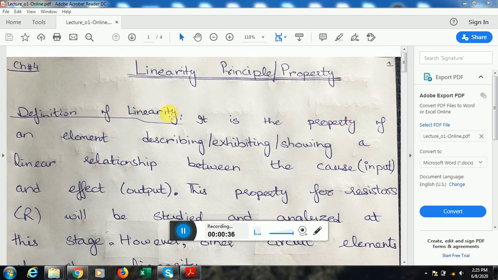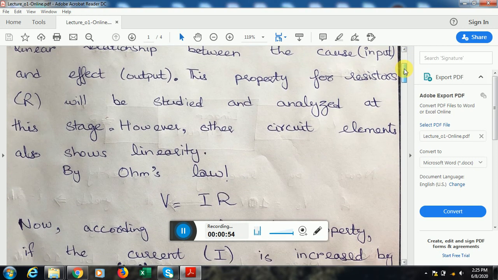The first thing that we'll be studying is the linearity principle or linearity property. It is the property of an element showing a linear relationship between the cause and effect. This property for resistor is studied only in this course. However, further on this is applicable to other circuit elements as well, but at this stage we'll just study it for resistors in our circuit.